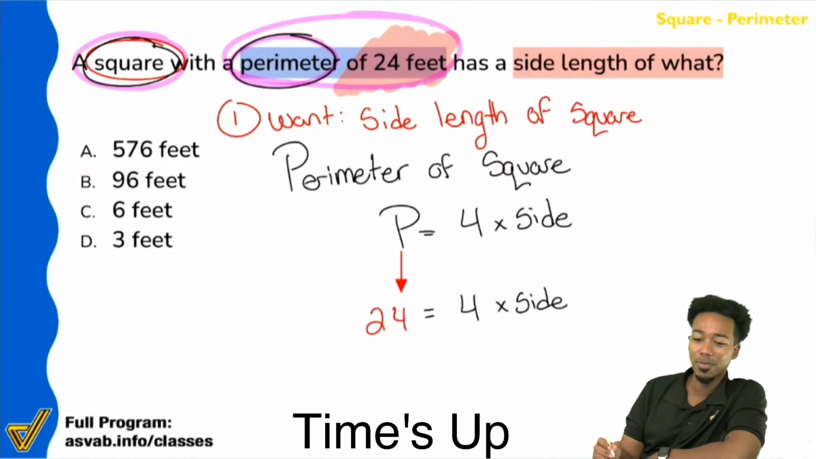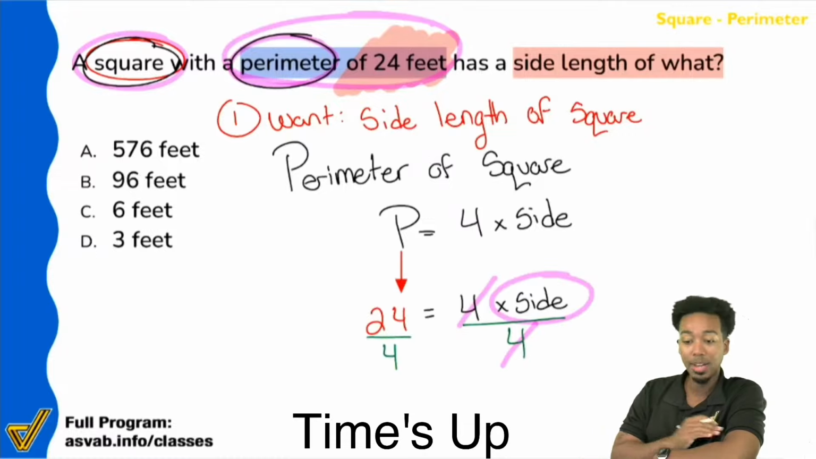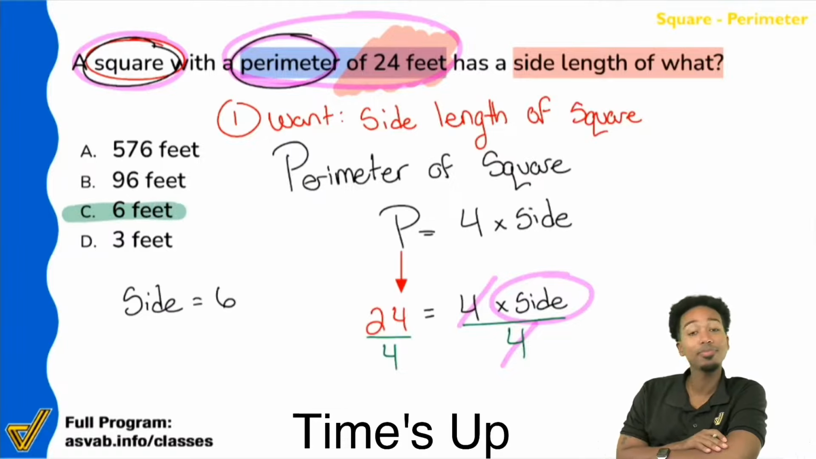All right, so 24 equals 4 times the side. Yeah, we got to divide here to get that in. So we're going to divide both sides by 4 because that's going to get the side by itself. So once we do that, good riddance. And so 24 divided by 4 is 6. And so the side length equals 6. Boom. And we're good. Who got this one right?